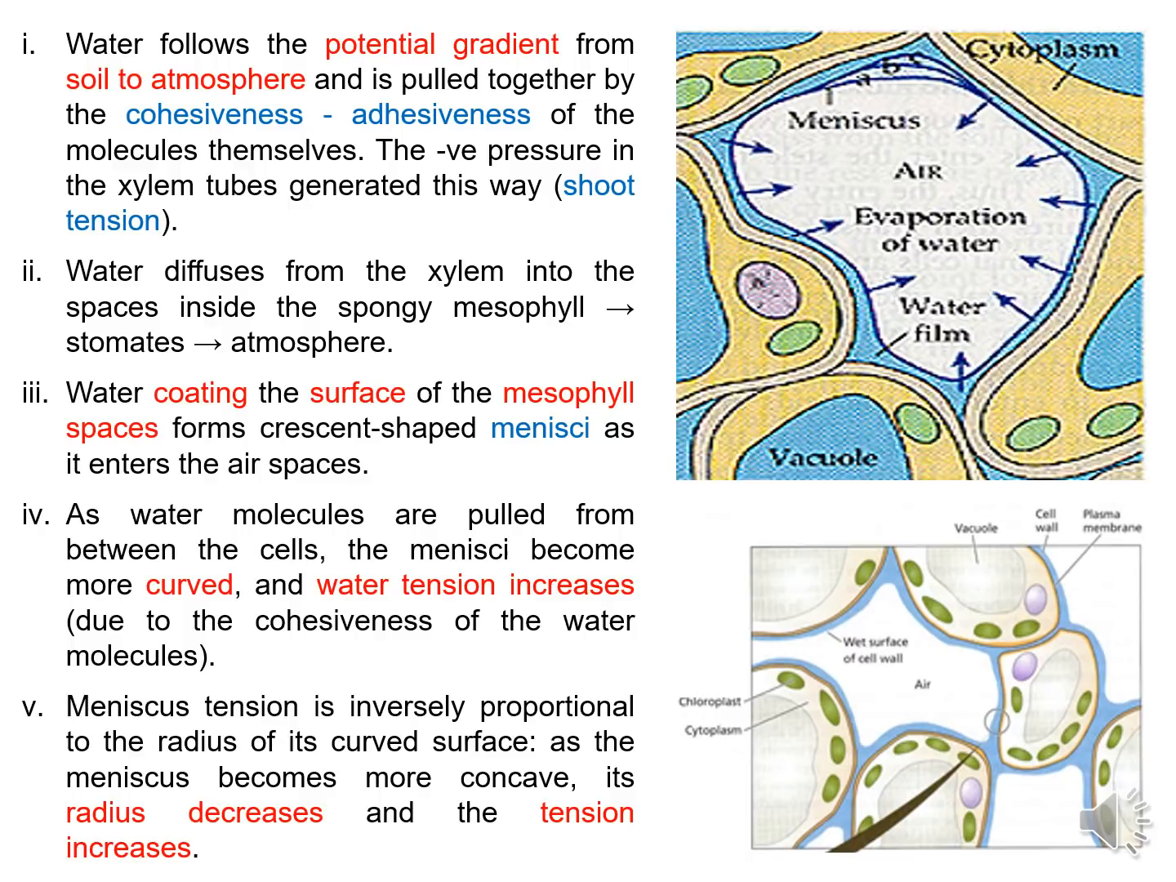But overall, we know water follows the potential gradient from soil to atmosphere, and these potential gradients help the water crawl by pulling the molecules together through the cohesive adhesive tension of the molecules themselves. And the other factor which creates the transportation of water in the theory of transpiration is what they call shoot tension.